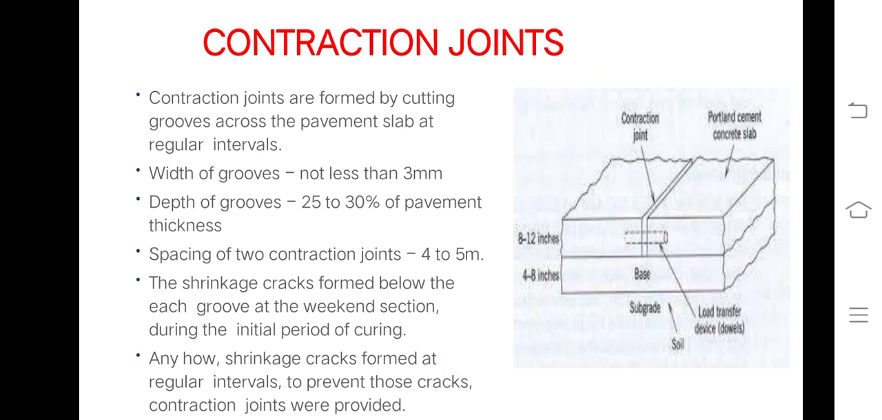See the figure correctly. Depth of the groove should be 25 to 30% of the pavement thickness. Spacing of the two contraction joints should be 4 to 5 meter. The shrinkage crack forms below each groove at the weakened section during the initial period of cracking. Anyhow, shrinkage cracks form at regular intervals, and to prevent those cracks, contraction joints are provided.